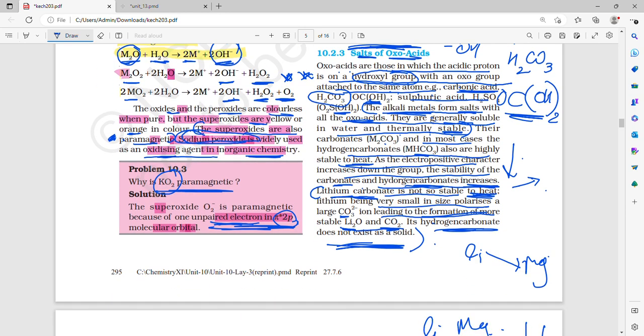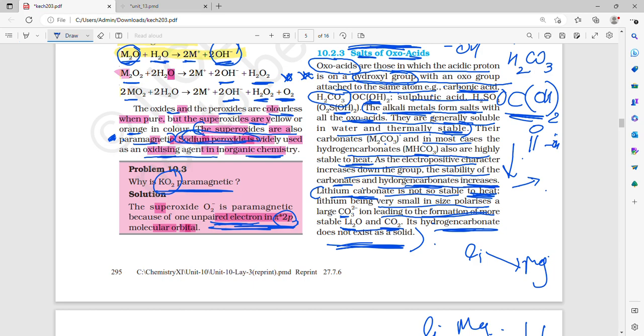Now we come to salts of oxoacids. Oxoacids are those in which the acidic proton is on a hydroxyl group, OH, with an oxo group attached to the same atom, for example carbonic acid. So the double bond O, the oxo group, and the hydroxyl group OH having a proton are attached to the same atom.